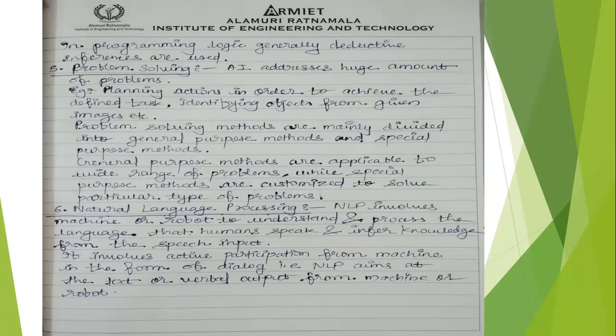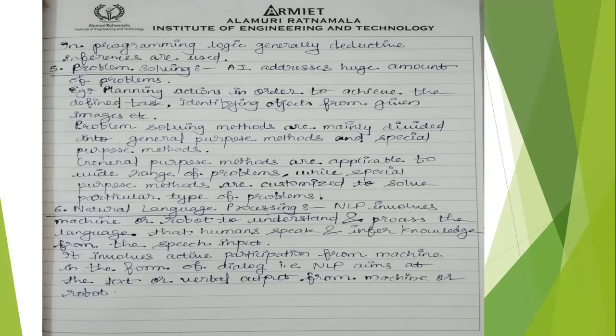Next is problem solving. AI addresses a huge amount of problems. There are a lot of problems which need to be solved. Life is getting complicated in this modern digital era, and AI addresses a huge amount of problems. So what are those? For example, planning actions in order to achieve a defined task. Every machine is given a desired task, so it has to plan actions according to the task to achieve the goal.